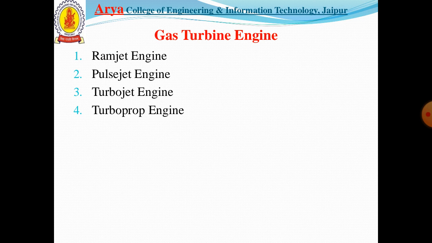In practice, the choice of the power plant will depend on the required cruising speed, desired range of the aircraft, and maximum rate of climb. The ramjet and the pulse jet engines come under the category of pilotless operations, whereas the turboprop and the turbojet engines are used for piloted operations.